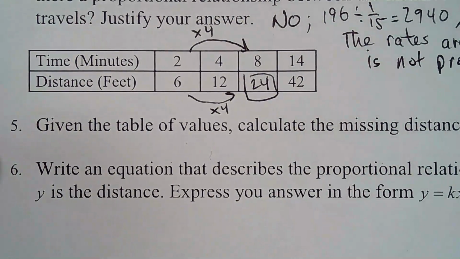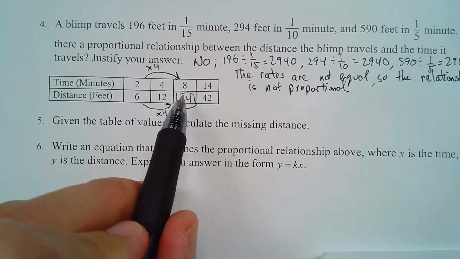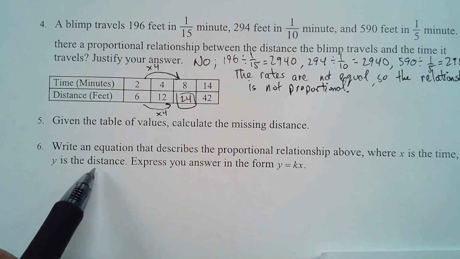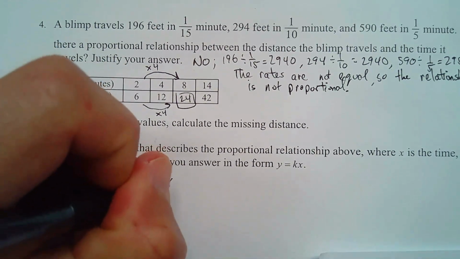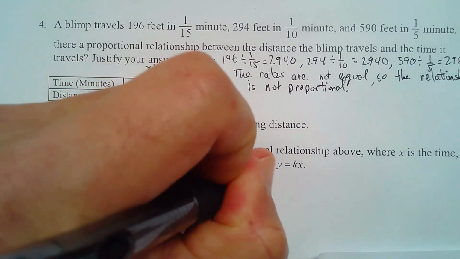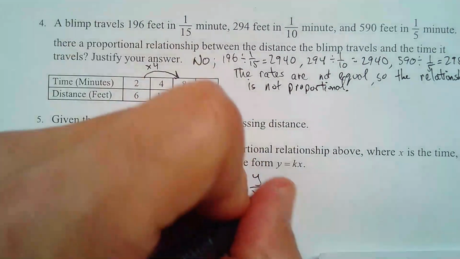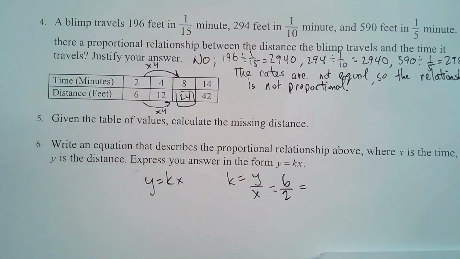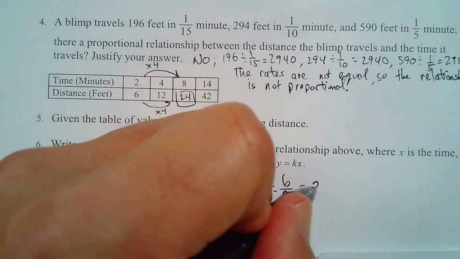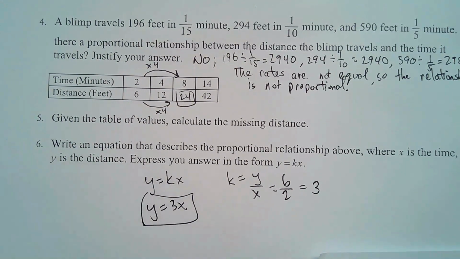Write an equation that describes the proportional relationship above, where x is time and y is distance. Express your answer in the form of y equals kx. Well, to get y equals kx, we need to know that k is equal to y divided by x. And so we take our y value, 6, divided by our x value, 2, and 6 divided by 2. If we can make it a whole number, let's do that. And 6 divided by 2 is 3. And so that's y equals 3x. Done. Easy peasy. Done deal.